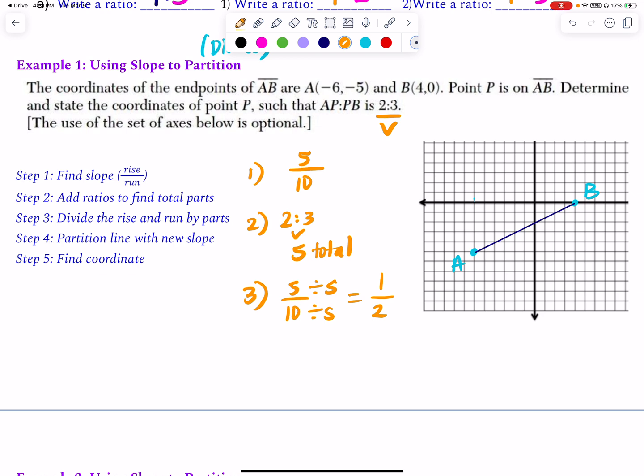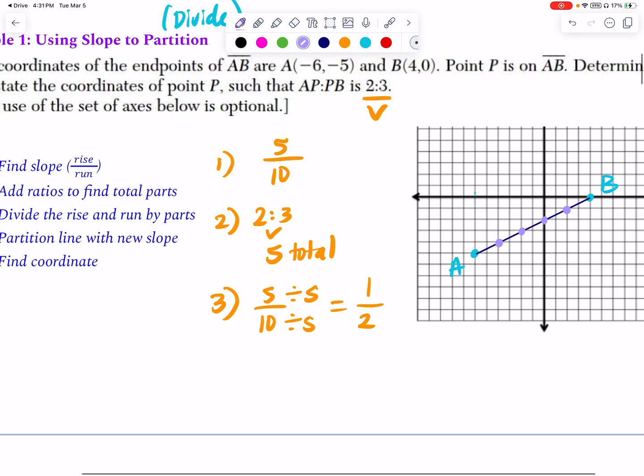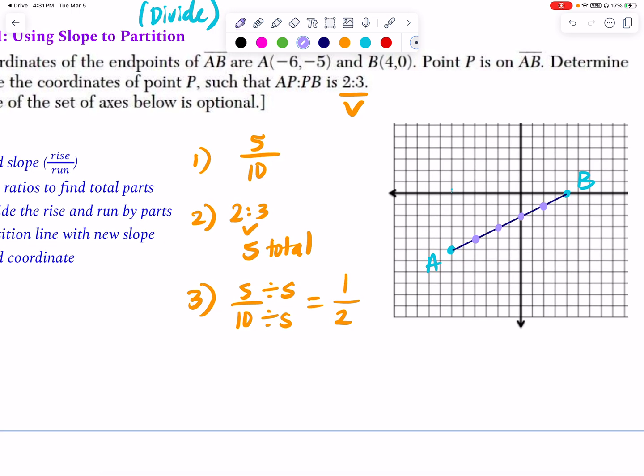So we're going to go up 1 over 2. Put a dot, up 1 over 2, up 1 over 2, up 1 over 2. And we have partitioned the line. Check it. There's 1, 2, 3, 4, 5 total sections now.